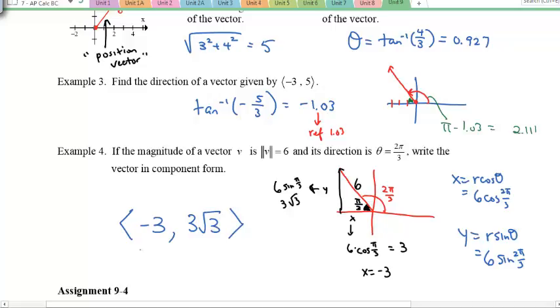Okay, that's the intro to vectors. Let's get ready to practice.